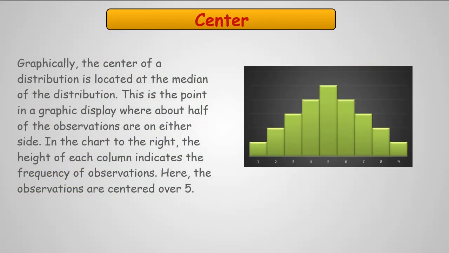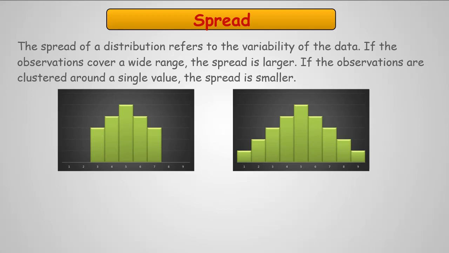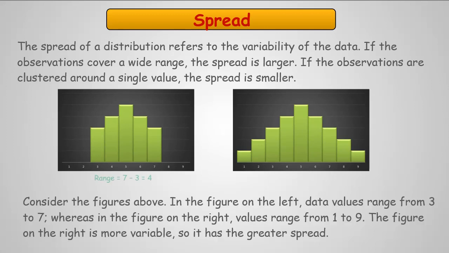As a good working example, spotting the center of a graph when you're looking at a distribution. It's very easy to just visually spot the center. Right here I can see the center is clearly 5. The spread when looking at a chart refers to the variability of the data. In other words, the range, when we looked at it for measures of variability. In the example on the left, you can see that the range, the maximum is 7, the minimum is 3, so the range is 4. On the right, you can see that the range actually is from 9 to 1, leaving a range of 8.